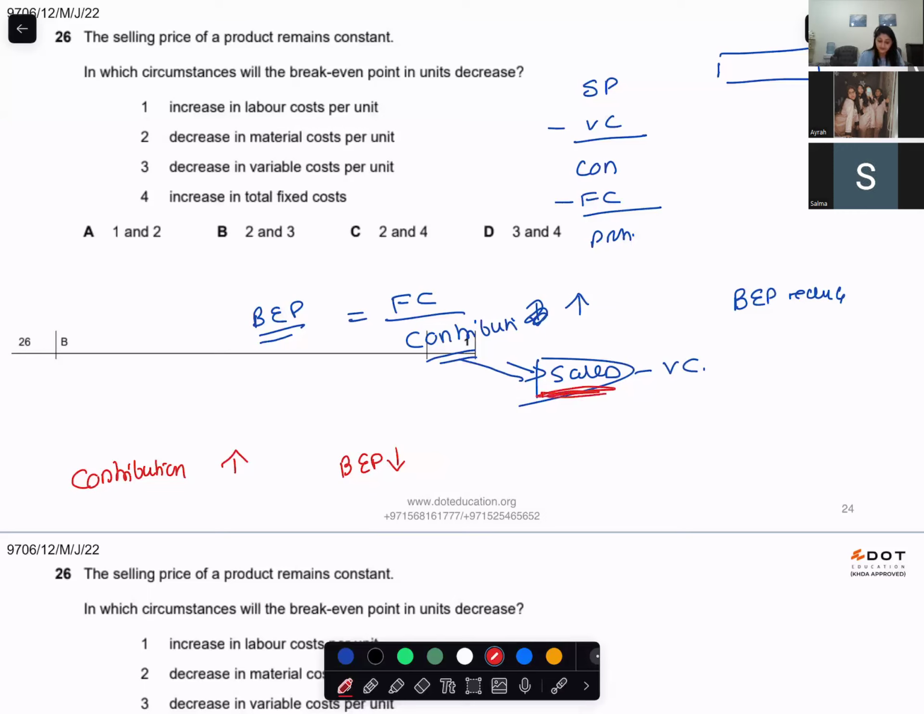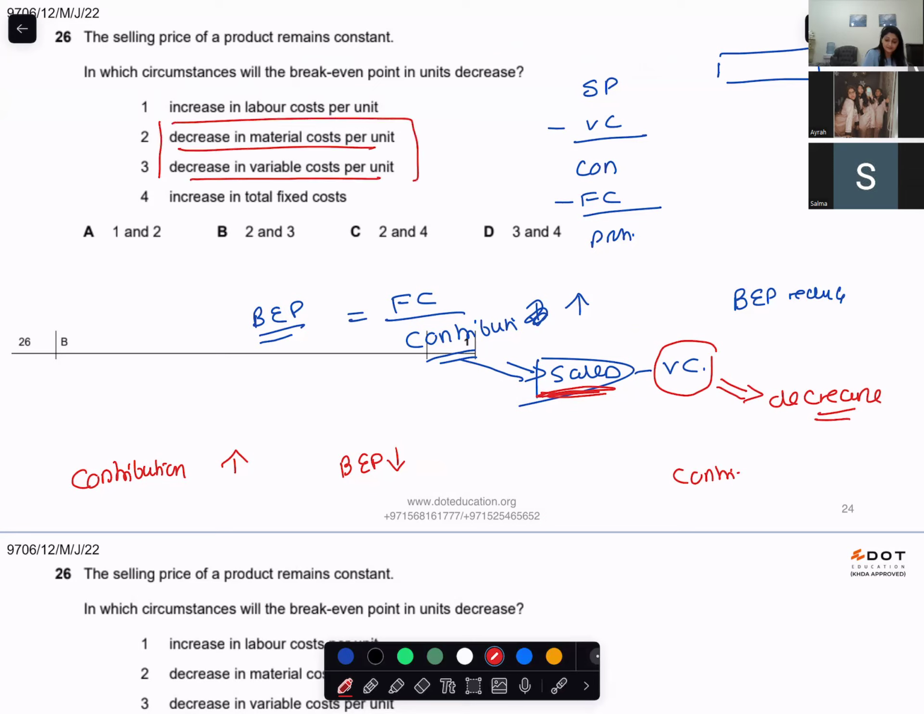Selling price is constant. So variable cost will have to decrease if I want the contribution to increase. If the variable cost decreases, that means you will collect more money by selling the goods. Variable cost can decrease in which scenario? A decrease in material cost, decrease in variable cost. Okay, I'll go ahead.